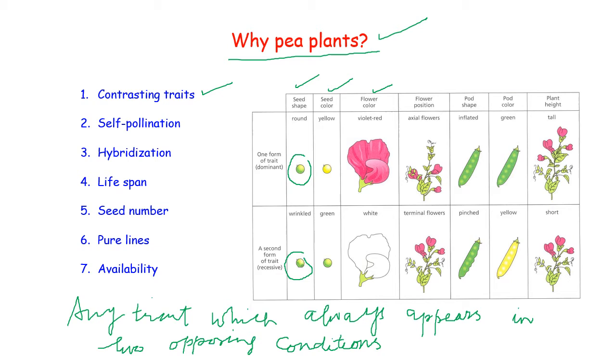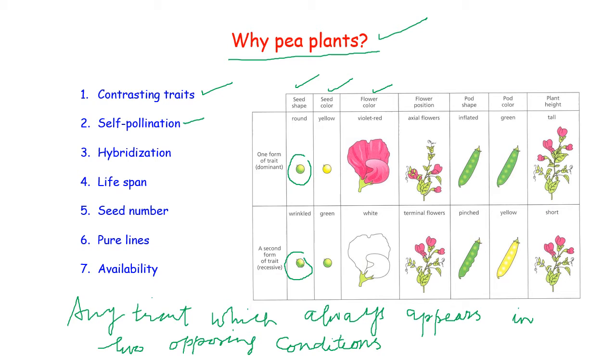So Mendel selected the pea plant first because it exhibited some contrasting characters like seed shape, seed color, flower color, and there were actually 7 contrasting pairs of characters. Second is self-pollination. The plants can be easily self-pollinated. The flowers are bisexual, so they self-pollinate, which is very important for maintenance of the purity of the characters.